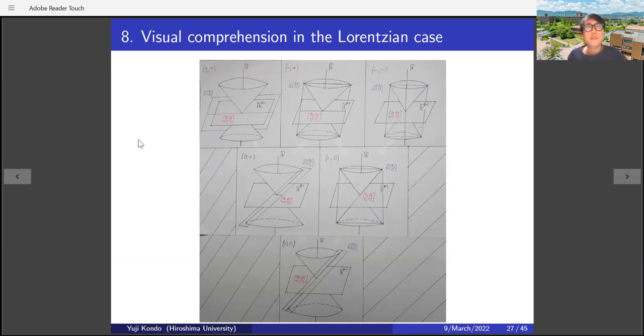In the Lorentzian case, we can see the classification visually. So I'll explain here. Remember that the number of left-invariant Lorentzian metrics is exactly 6, and this diagram represents the classification. In each picture, the entire space R^n is divided into three parts. The first part is the positive part, which is outside of the light cone, and the negative part inside of the light cone. And the degenerate direction, the light cone itself.